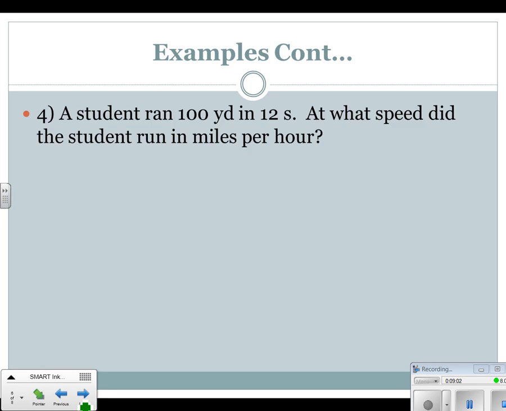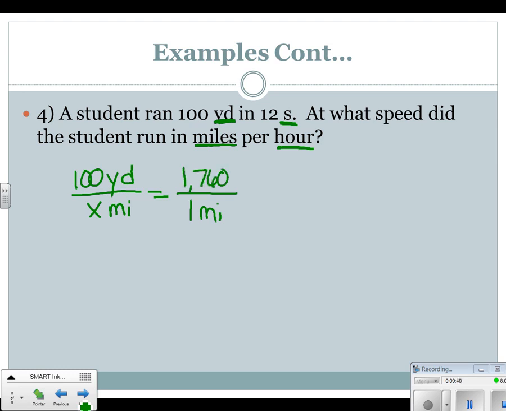A student ran 100 yards in 12 seconds. At what speed did the student run in miles per hour? So we're going from yards and seconds to miles per hour. So what we want to do is convert the yards here into miles. If I have 100 yards and I want to turn it into miles, one way of doing that is setting up a proportion. And 1 mile, and I'm putting that on the bottom to match up the units of measurement, is 1,760 yards.